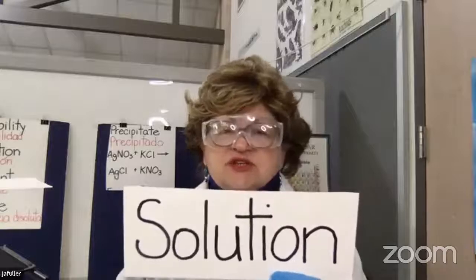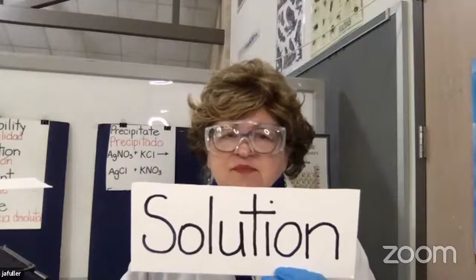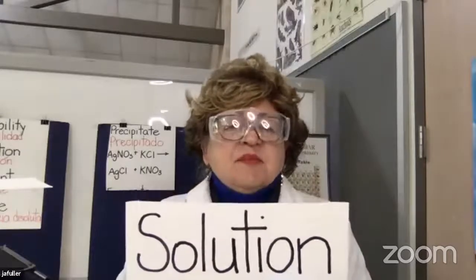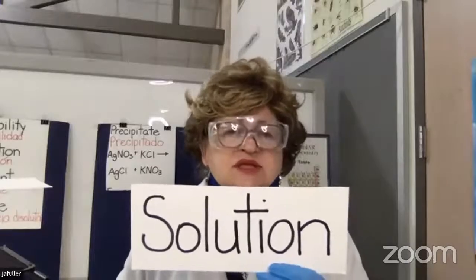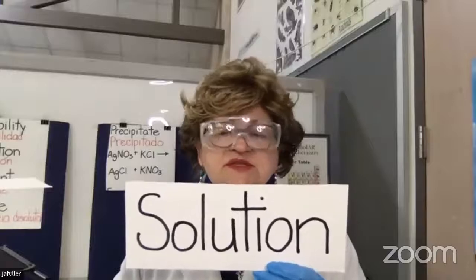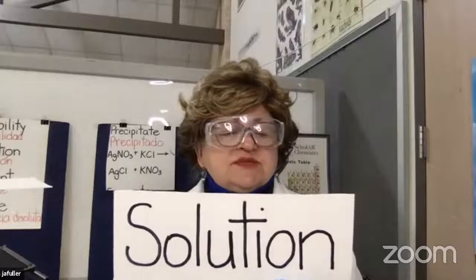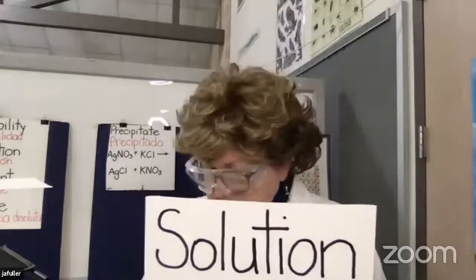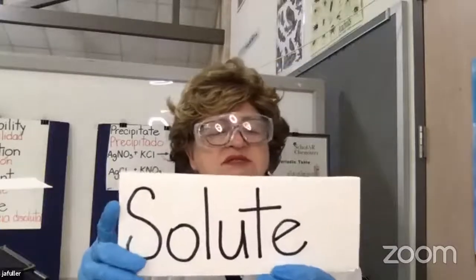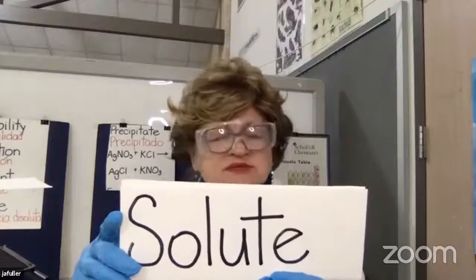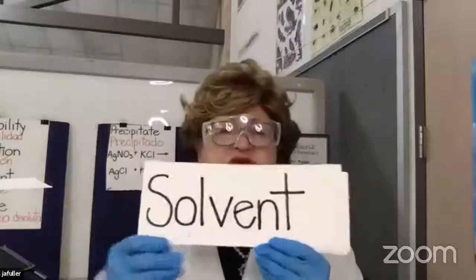A solution is a special type of mixture. It's homogeneous. It's the same from top to bottom and side to side at the molecular level. You cannot filter out the parts, the solute that has been dissolved in the solvent. Now, a solution is composed of 2 or more substances. The solute, I'll show you a card so you see it, is a substance dissolved in another substance. And the other substance is known as a solvent.